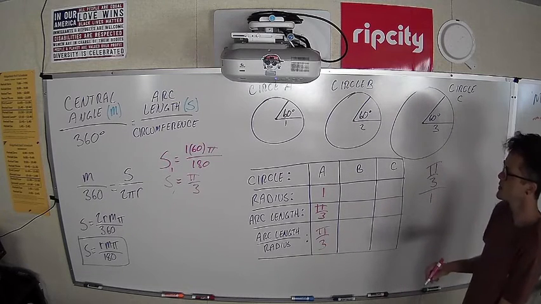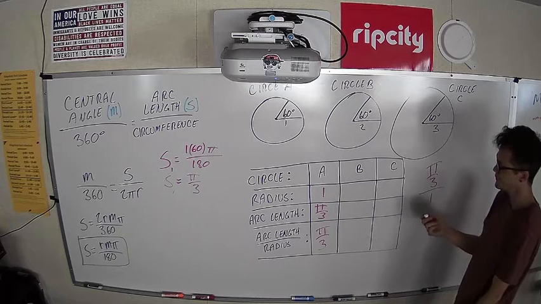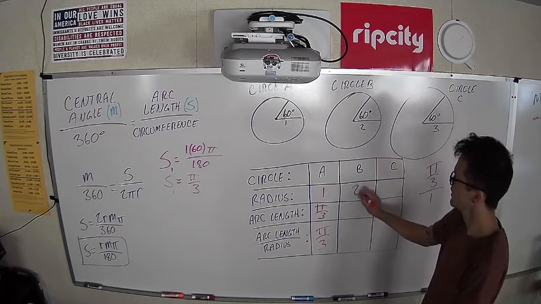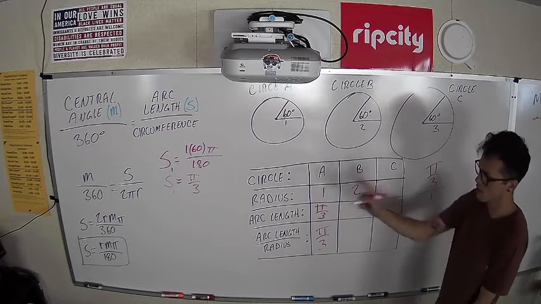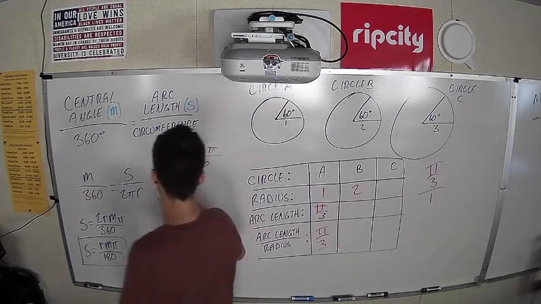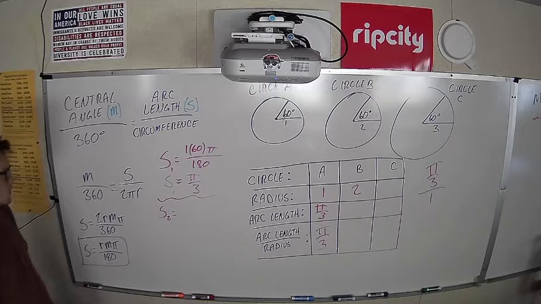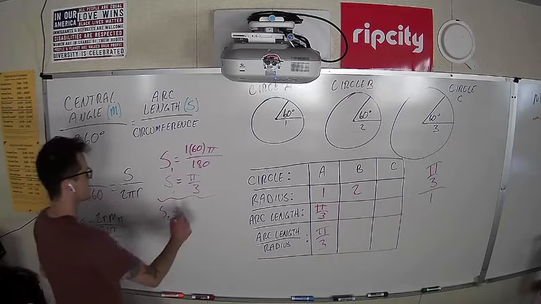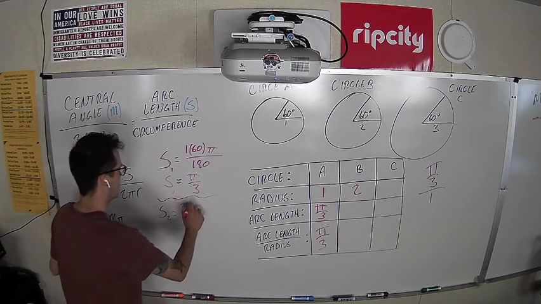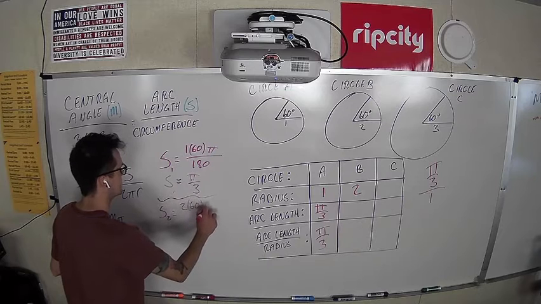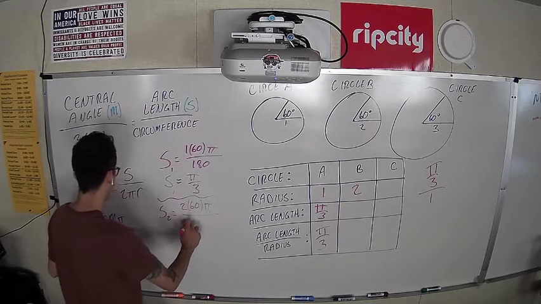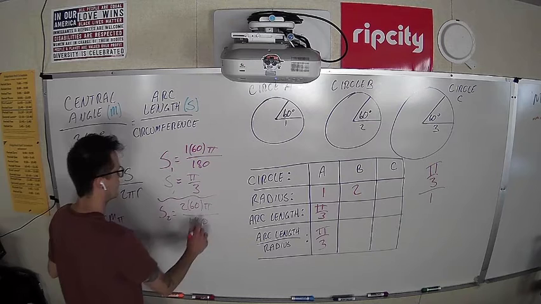Okay. Let's do the same thing for circle B. Circle B has a radius of length 2, and we're going to find the arc length using this same exact formula. This time we're going to call it S sub 2. So our radius is 2, our angle measure is still 60, pi is still pi, and 180 is still what's in our denominator.